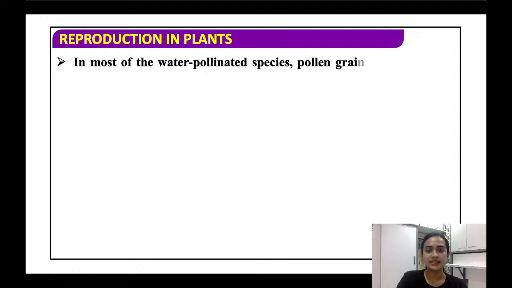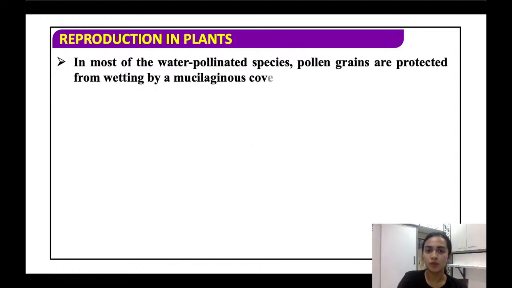So in most of the water pollinated species, the pollen needs to have a covering to prevent it from wetting. That is caused by this mucilaginous covering that will prevent it from wetting.